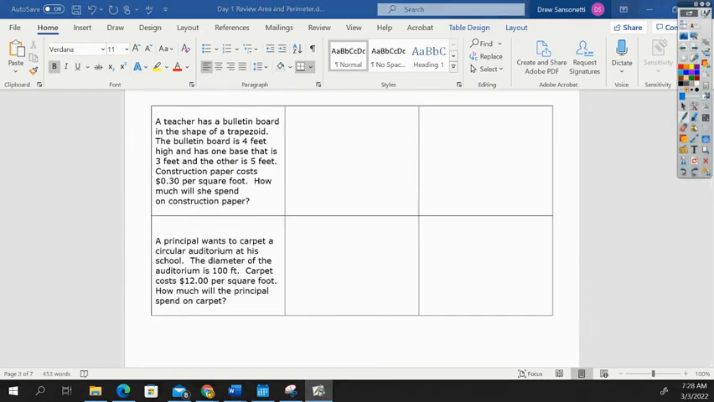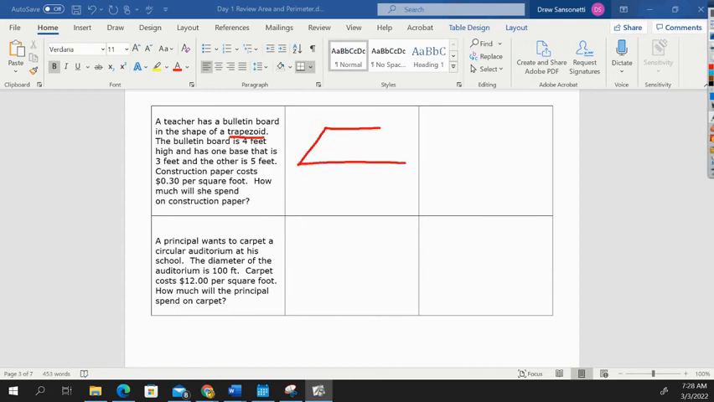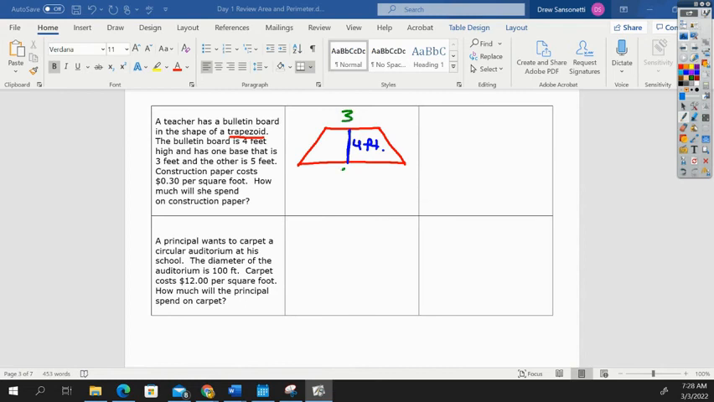All right, so this one says a teacher has a bulletin board built in the shape of a trapezoid. So I'm going to draw a trapezoid. Excuse my trapezoid. I always find those are one of the hardest shapes to draw. But it says the trapezoid bulletin board is 4 feet high. So that tells me from the very top to the bottom of the trapezoid, my blue line, is 4 feet. Okay? It says one base is 3, and the other base is 5. So the smaller one's 3, the other one's 5 feet.